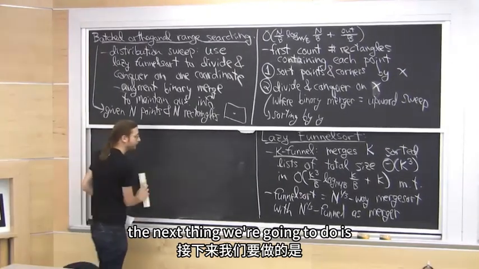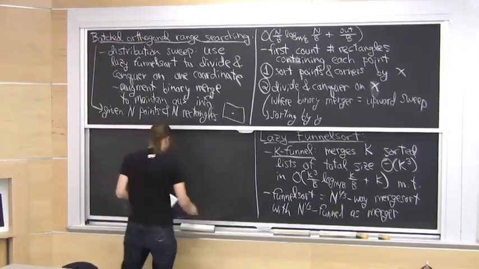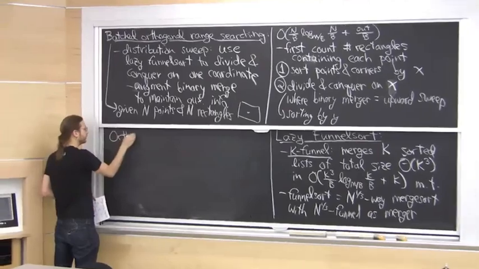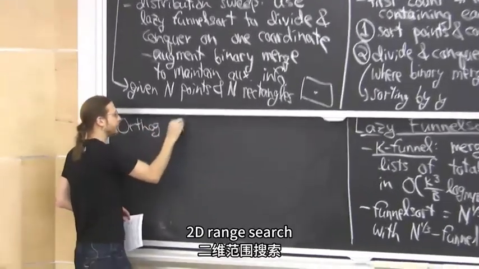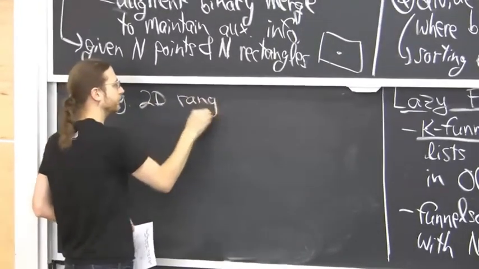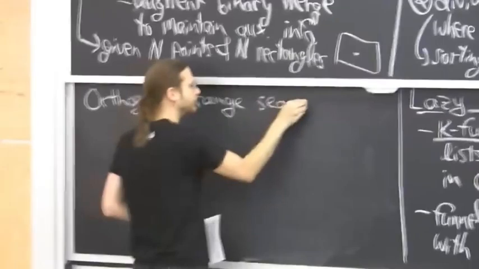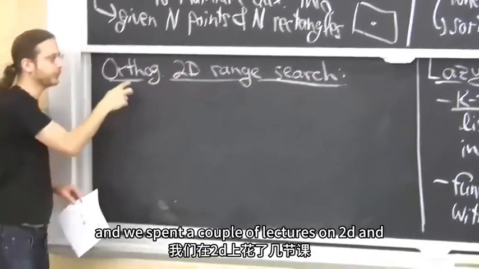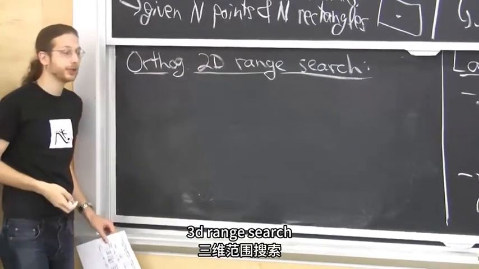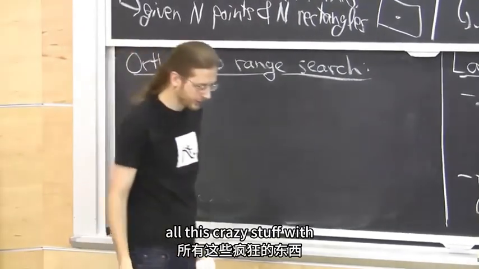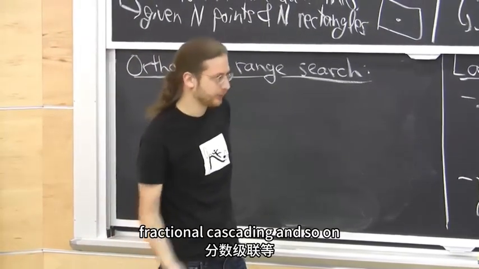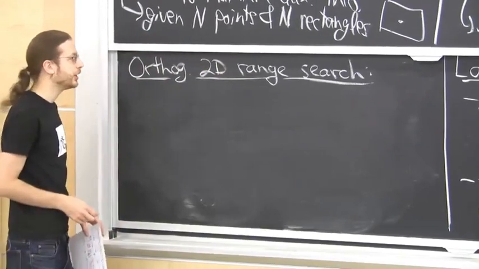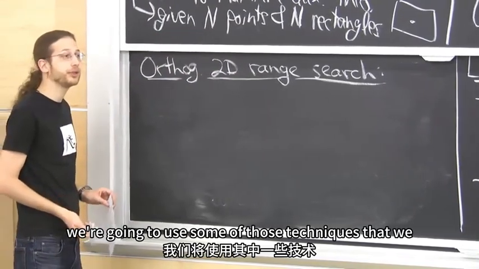The next thing we're going to do is regular range reporting, regular online stuff. So this is orthogonal 2D range search. We spent a couple of lectures on 2D and 3D range search, all this crazy stuff with fractional cascading and so on, and the layered range trees. We're going to use some of those techniques that we built there.